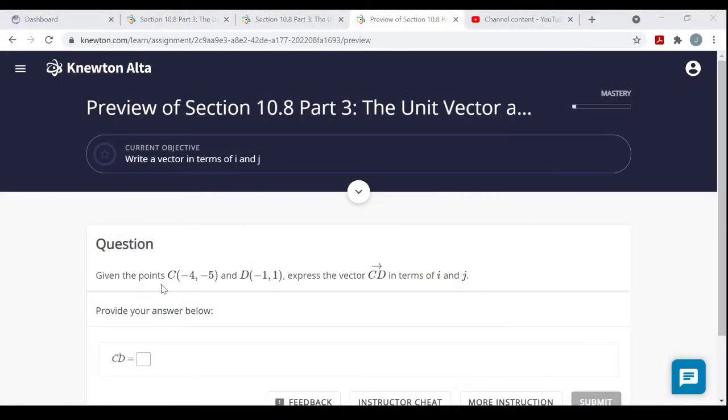Alright, so say we're given points. C has the coordinates -4, -5. Notice these are parentheses, not wedges. This is a point, not a vector. And point D at -1, 1. Express the vector CD, so C is the initial point and D is the terminal point, in terms of i and j. Alright, so back to my paper.